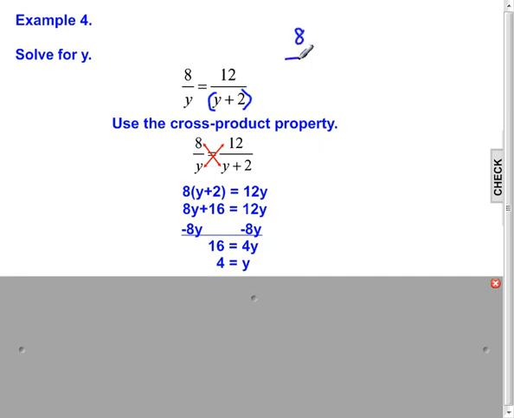Again, we should plug that in just to make sure. 12 over 4 plus 2 is 6. So we could reduce these and see immediately that we get 2 over 1, or we could use the cross products property to multiply. 8 times 6 is 48. 4 times 12 is 48. Both sides are equal, so we know our answer is correct.